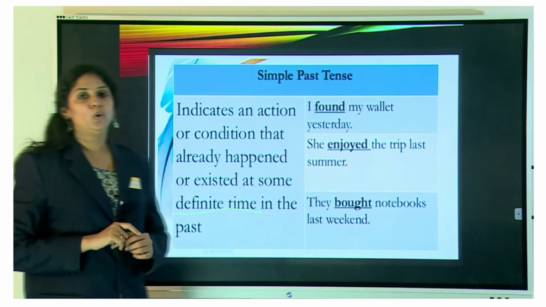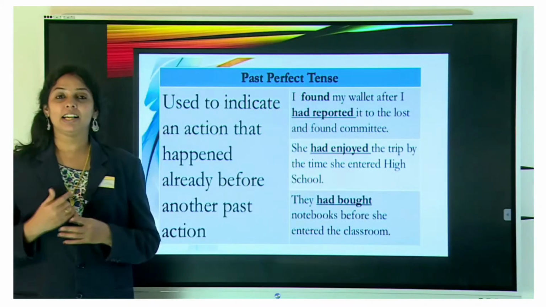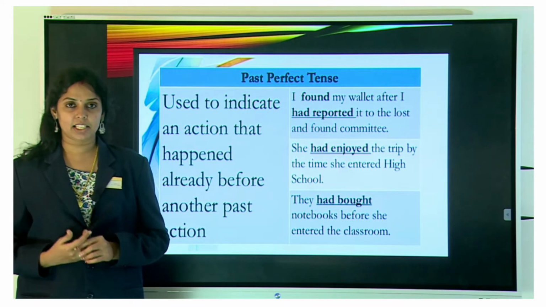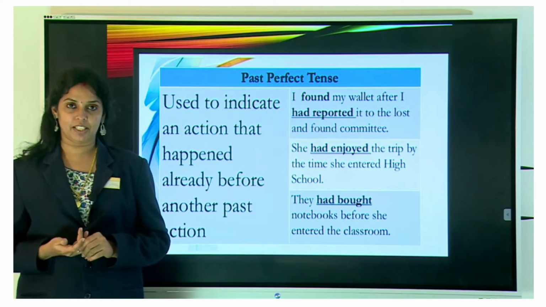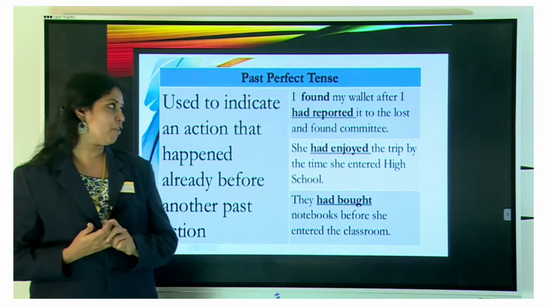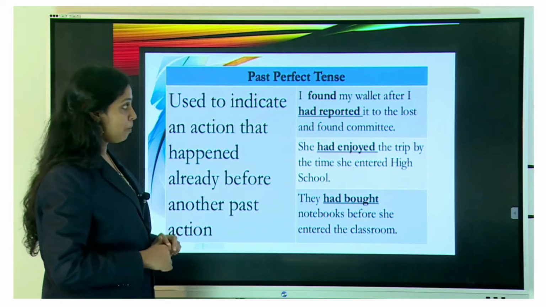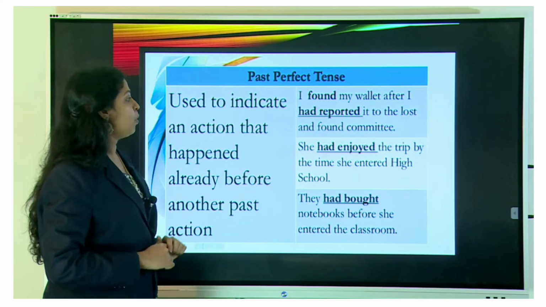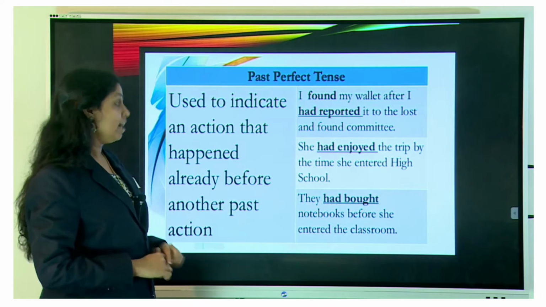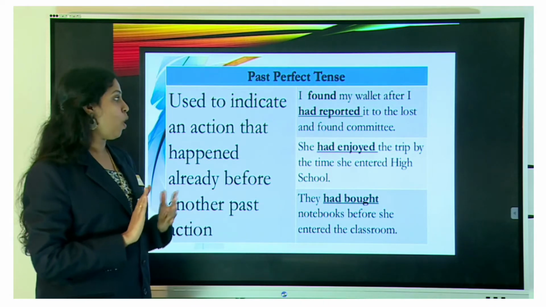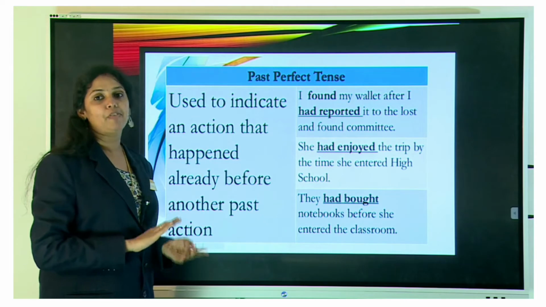So let us move to the past perfect tense. Past perfect tense is used for an activity that happened before another activity. Let us discuss some examples for past perfect tense. I found my wallet after I had reported it to the lost and found committee. So first I had reported it to the lost and found committee, then I found my wallet.